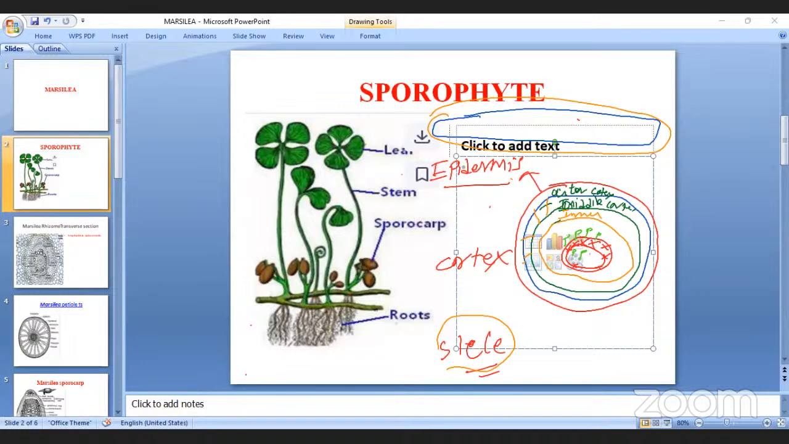But in the center region, medulla or pith is present. Center medulla, pith, medulla, may be parenchyma or sclerenchymatous. Right? Any doubt in this?